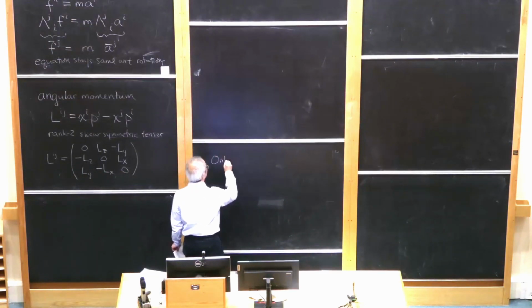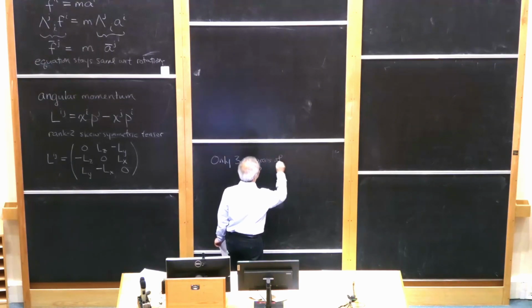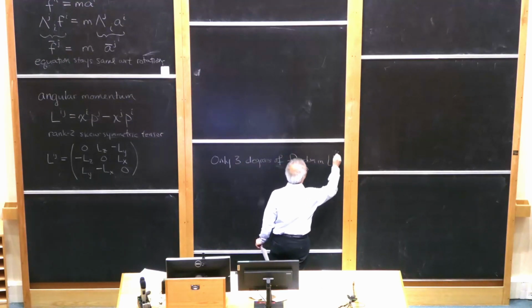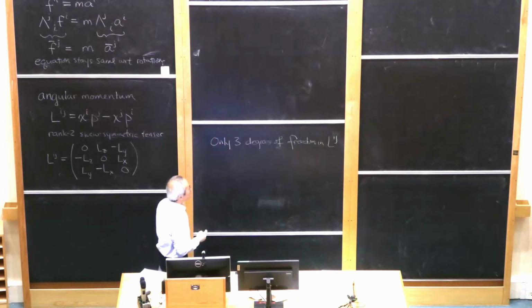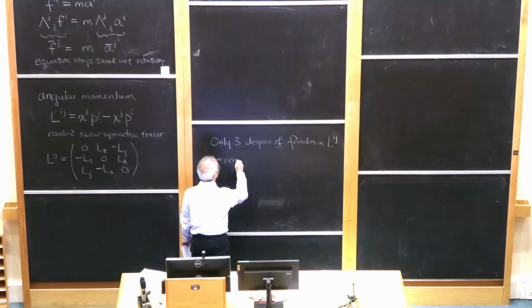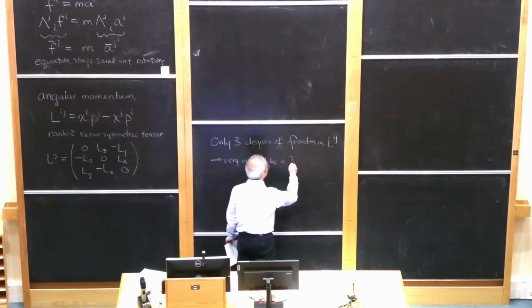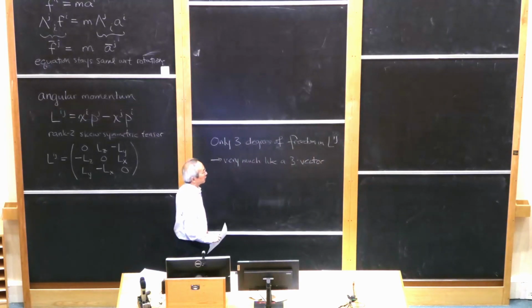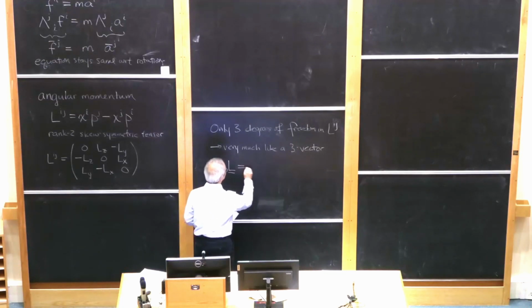So only 3 degrees of freedom in Lij. That is very much like a 3 vector, which of course you've also seen, and generally you will have seen angular momentum written down as a 3 vector. So oftentimes what people would do is do something like this.